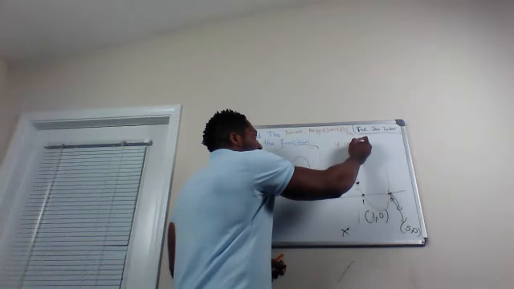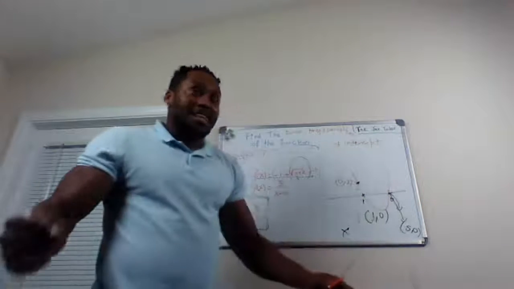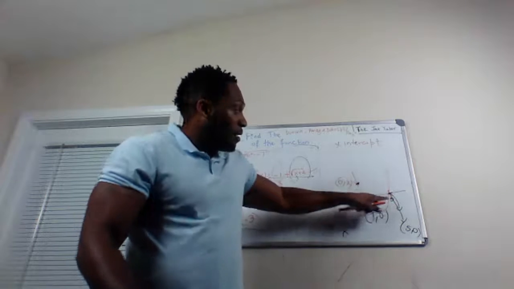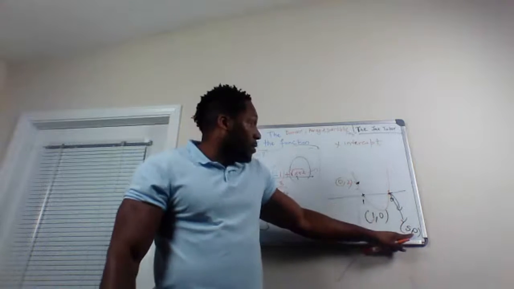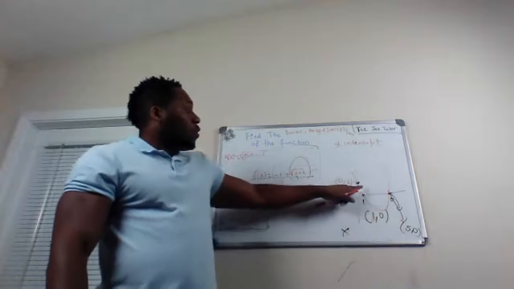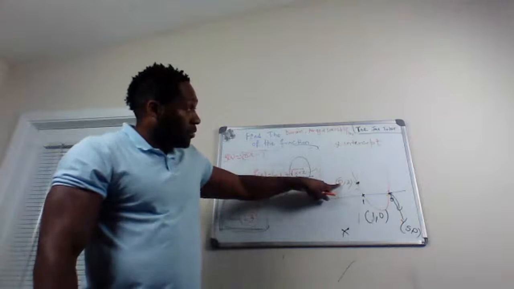tell me what value we're going to set equal to 0. I just said it. Let me say it again. When the function crosses the x-axis, which is the x-intercept, y is equal to 0. When the function crosses the y-axis, x is equal to 0. X is equal to 0 right here.